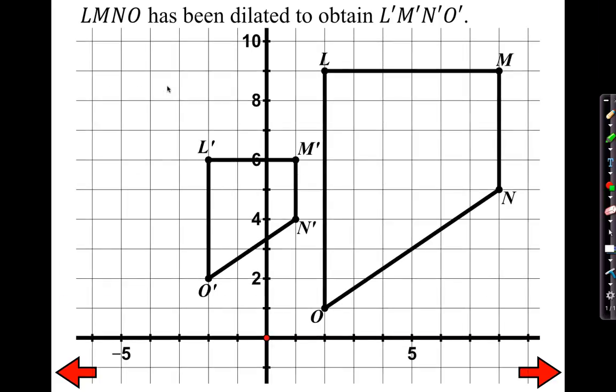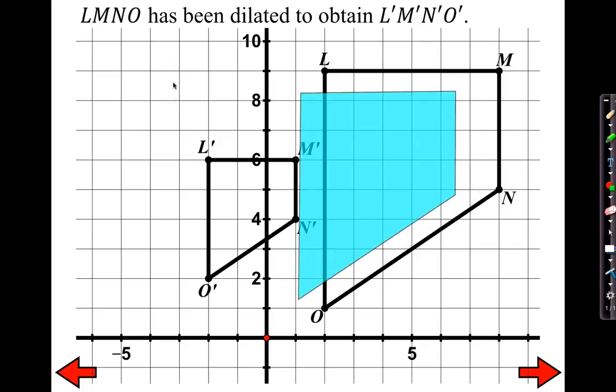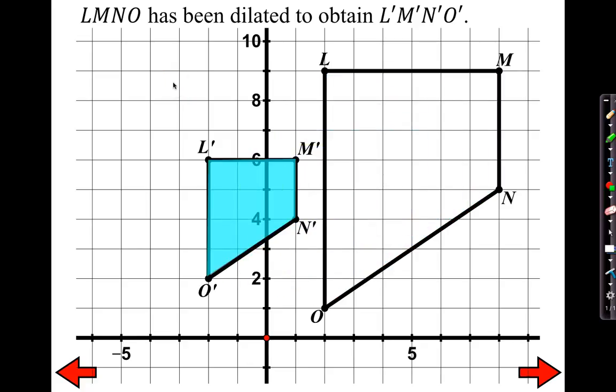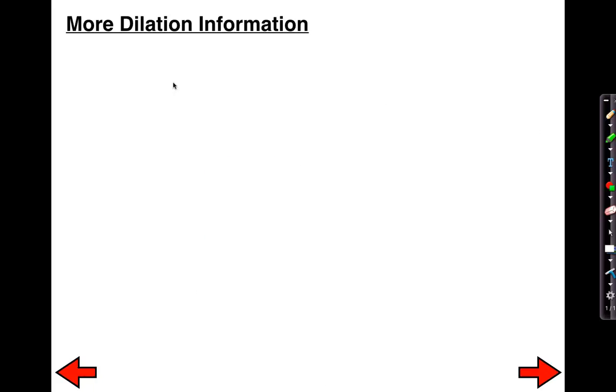So here it says LMNO has been dilated to obtain L prime, M prime, N prime, and O prime. So in this case, the dilation created a smaller figure. So you'll see here again, there's an animation there that the shape was reduced in size.